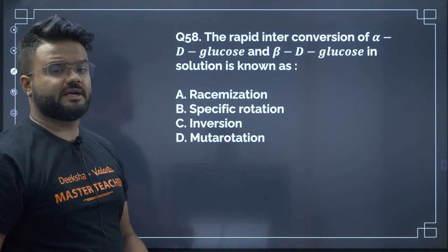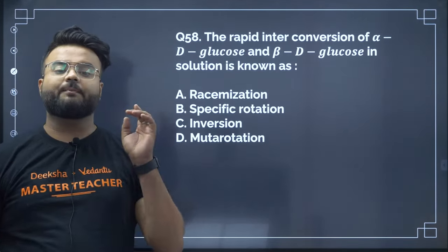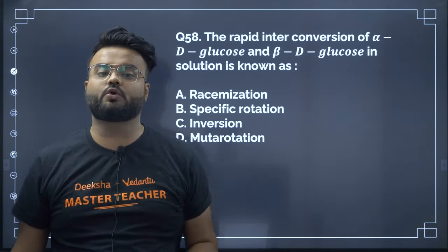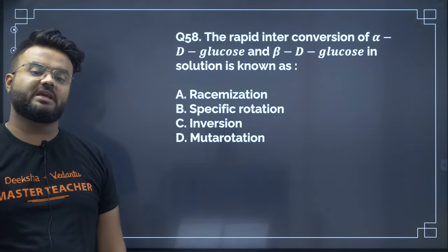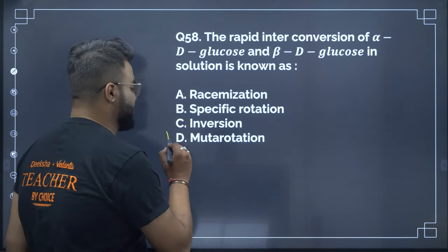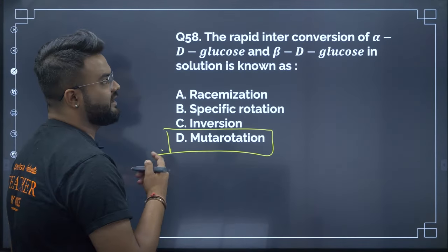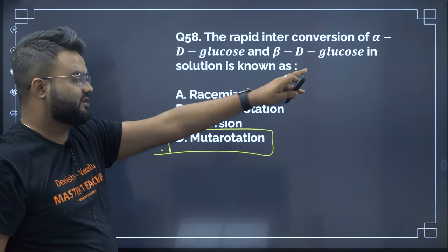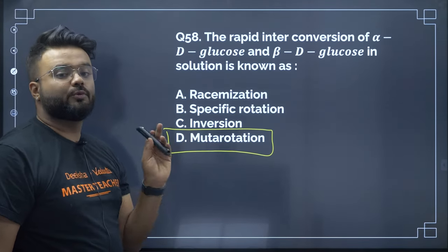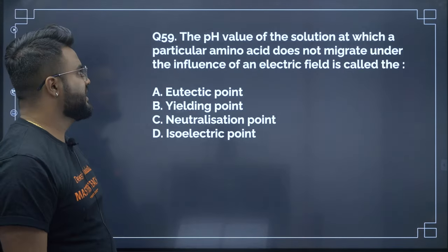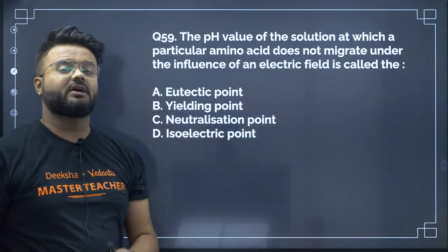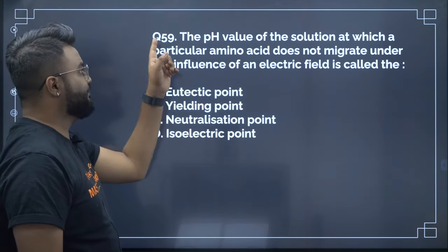Next, this is a direct definition. The rapid interconversion of alpha-D-glucose into beta-D-glucose in the solution is known as mutarotation. So, spontaneous interconversion of alpha-D-glucose into beta-D-glucose, this is known as mutarotation. Clear, guys?